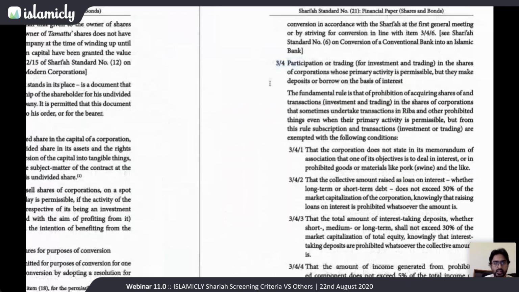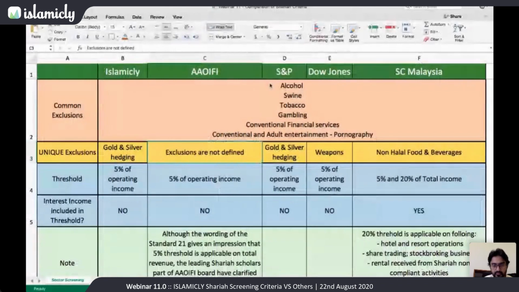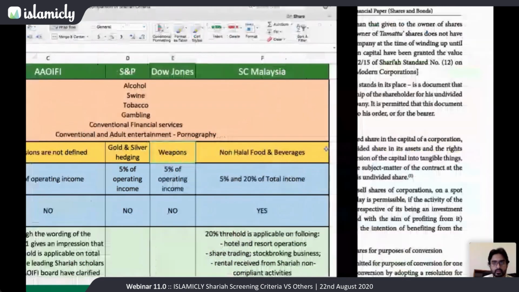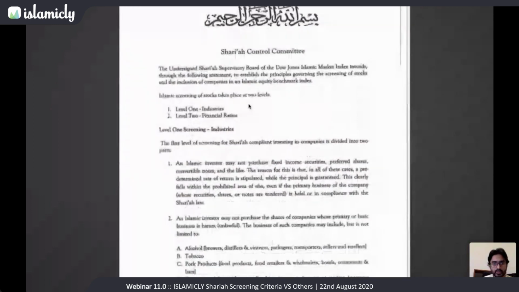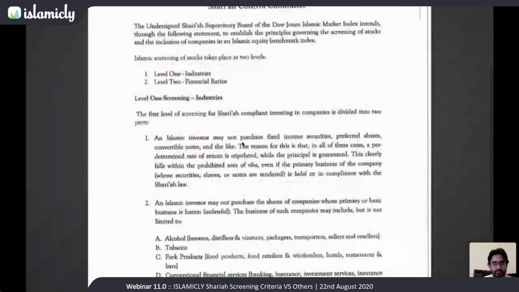All right, now let's move on. Under Dow Jones, there is a specific mention that if a company is in the trade of manufacturing weapons, arms, and ammunition, that sector is also considered non-permissible from the Dow Jones Sharia scholars' perspective. Okay, let me also show you the Dow Jones fatwa. This is the Dow Jones fatwa.